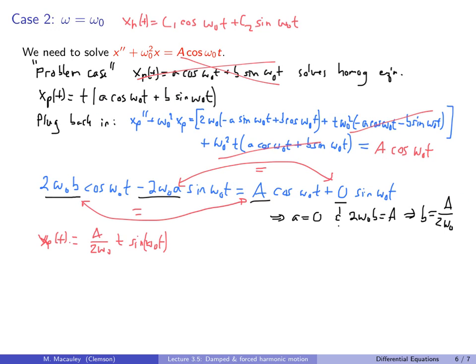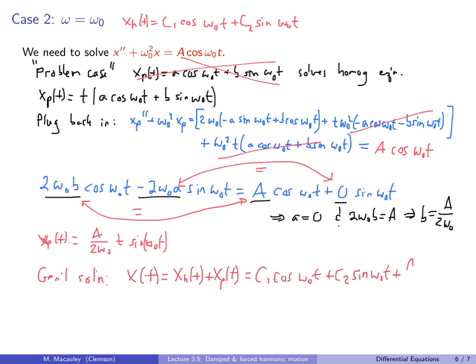So now our general solution is x of t is the homogeneous plus the particular solution, which is c1 cosine of omega naught t plus c2 sine of omega naught t plus our particular solution, which is a over 2 omega naught t times sine of omega naught t. So let me box that.